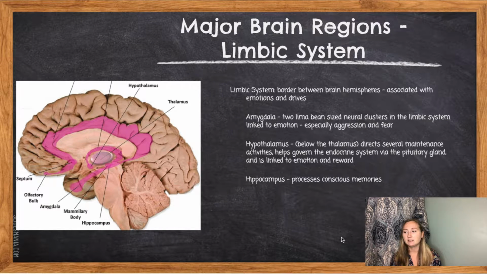The hypothalamus, which is below the thalamus, the prefix hypo means below, directs several maintenance activities. It helps govern the endocrine system via the pituitary gland. So remember, the pituitary gland was called the master gland. Well, the master gland has a boss, and it's the hypothalamus. And it's linked to emotion and reward. And then we get the hippocampus. This processes conscious memories.